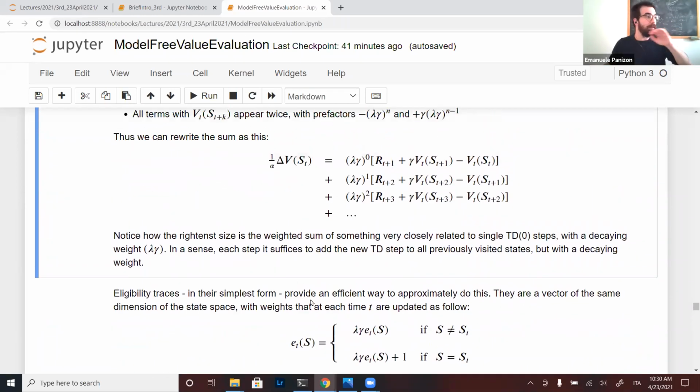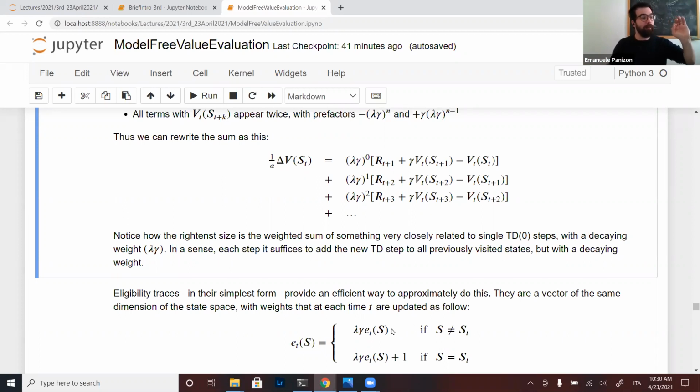Eligibility traces in their most extremely simple form are just some weights, one for each of my states, which at the beginning are 0. Then if I go into a state, I get plus 1.